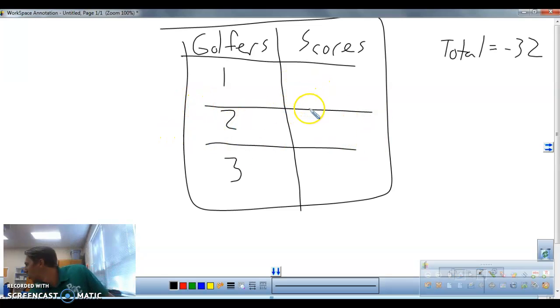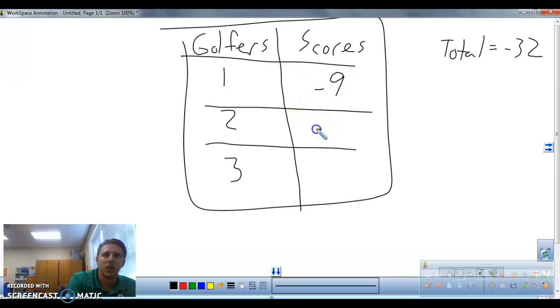First golfer's score was -9. Next golfer's score was -15. It asks, for their total score to be -32, what does the third golfer's score need to be? Okay, so you know that golfer number 1 plus golfer number 2 plus golfer number 3 scores has to equal their total score, right?